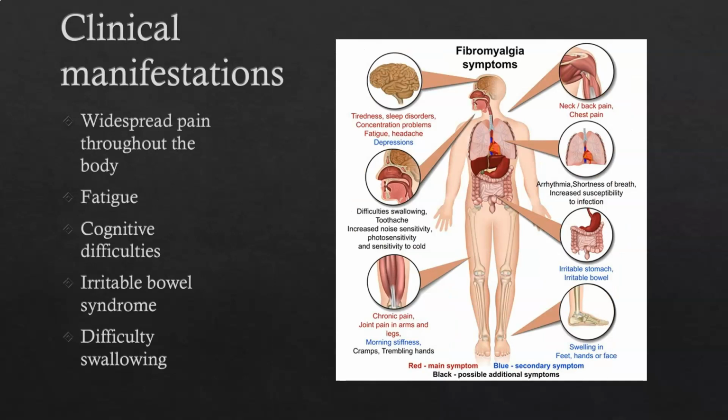Clinical manifestations of fibromyalgia may include widespread pain throughout the body, meaning that the pain occurs on both sides of the body and above and below the waist. Fatigue, cognitive difficulties impairing one's ability to focus, pay attention, and concentrate on mental tasks, irritable bowel syndrome with constipation and or diarrhea, abdominal pain and bloating, and difficulty swallowing.